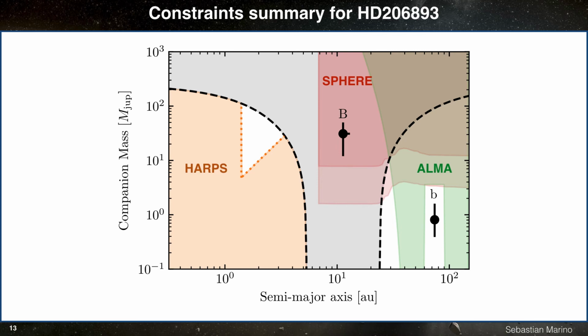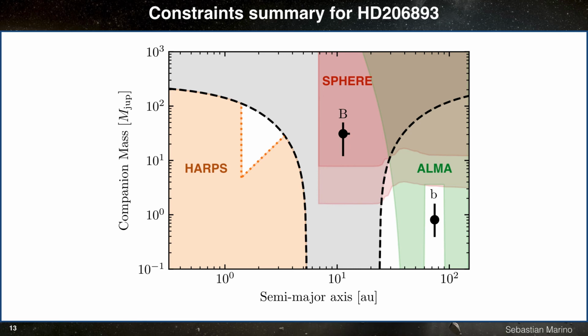Then, HARPS revealed an RV trend, imposing a lower limit on the period or semi-major axis of an additional inner perturber, and a lower limit on its mass, represented by the orange region. Thus, this inner companion should lie in this white triangle.